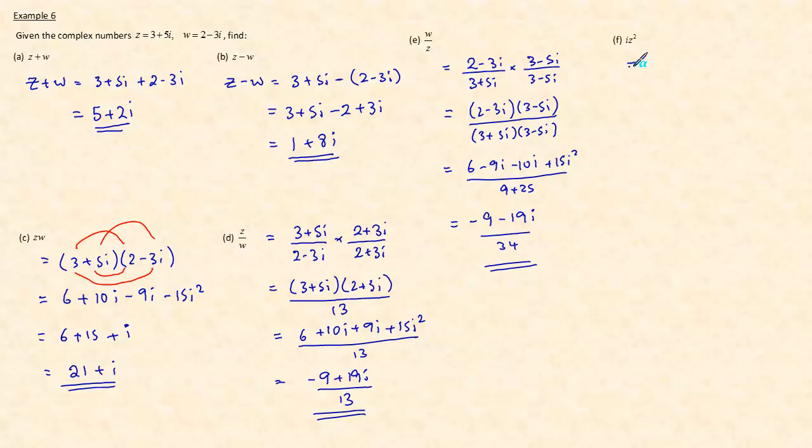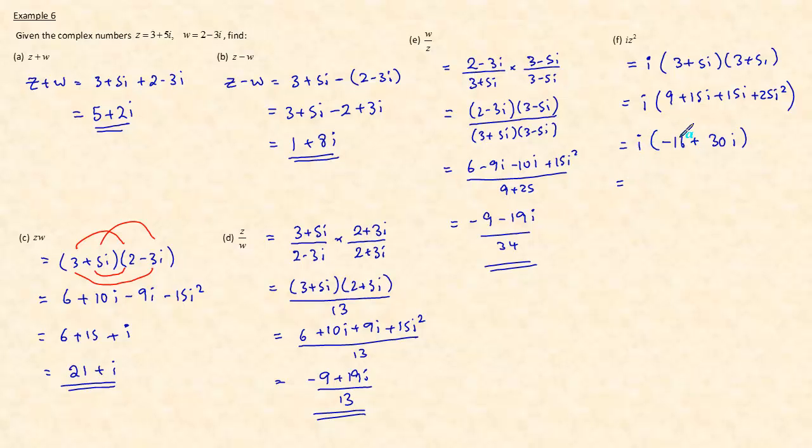Now finally we have iz squared, so we've got i, and then z squared is 3 plus 5i, 3 plus 5i. So that's going to be i into 9, add 15i, add 15i, plus 25i squared. Now, i squared is negative 1, so that becomes negative 25. 9 take away 25 is negative 16, and then we have 30i.